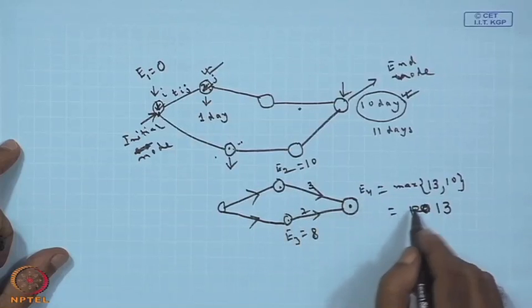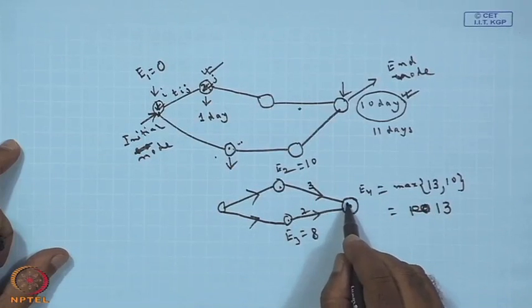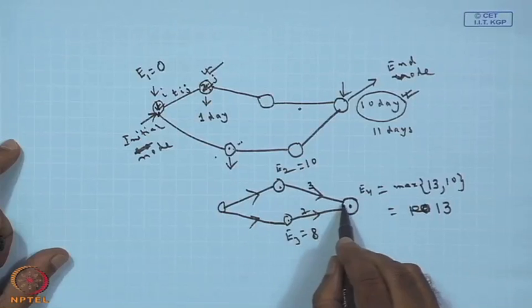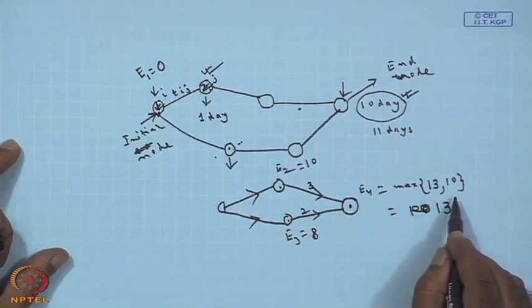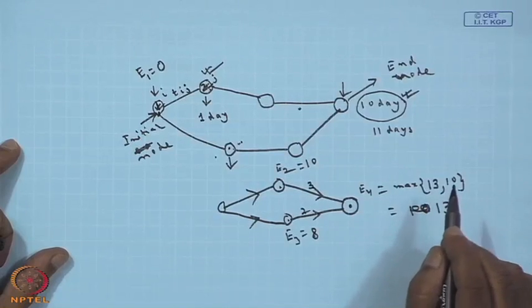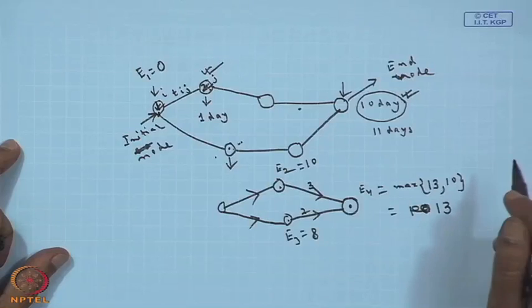So, we are saying that whenever a node is joined by more than one activity, we take the maximum value. In step 4 we are calculating the earliest occurrence time. Step 5 is the earliest finishing time.